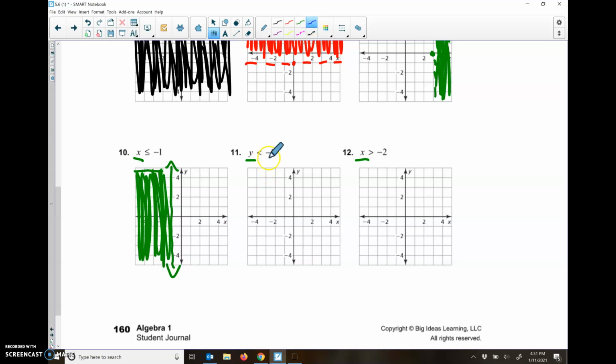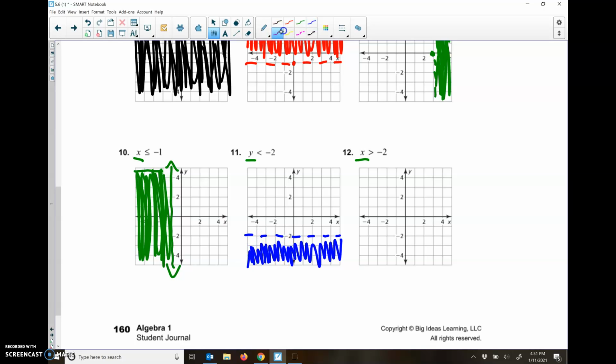Same thing with number 11 here. So y is less than -2. So put a horizontal line there at -2. And all the numbers, whoops, that's -2, Mr. Molo. So anything less than that, so like -3, -4, -5, -6, all those.